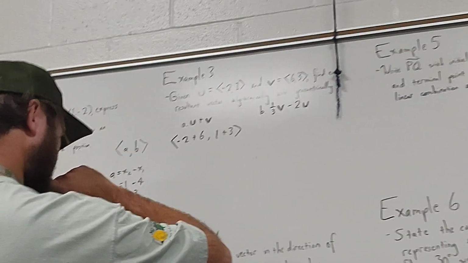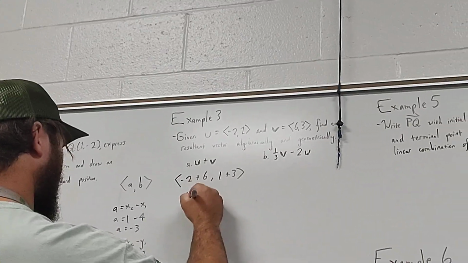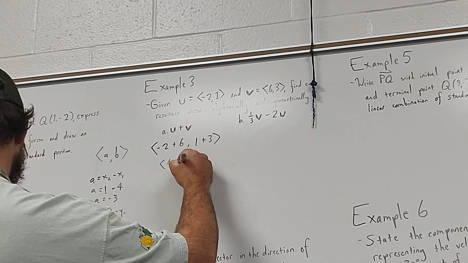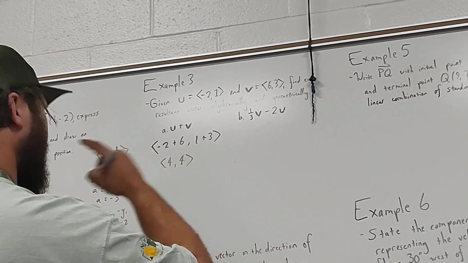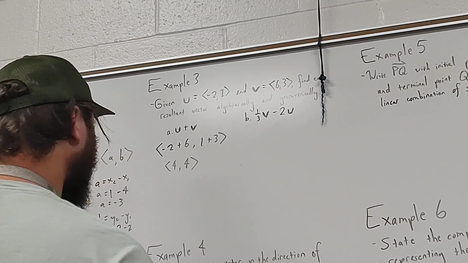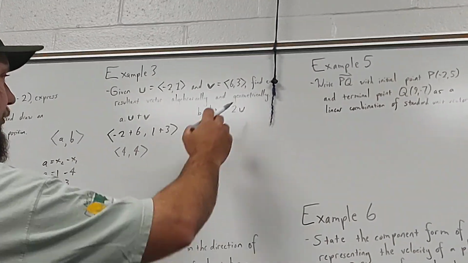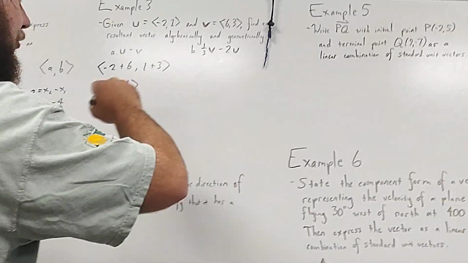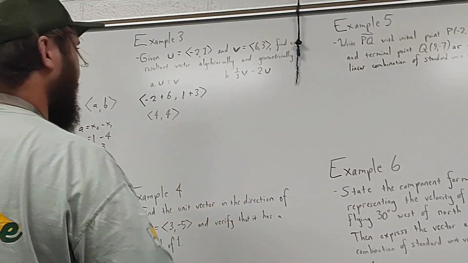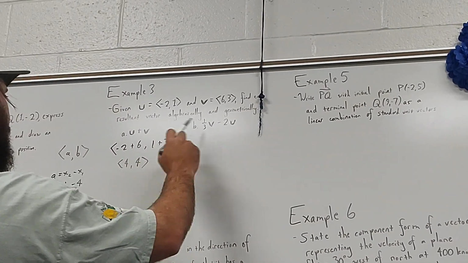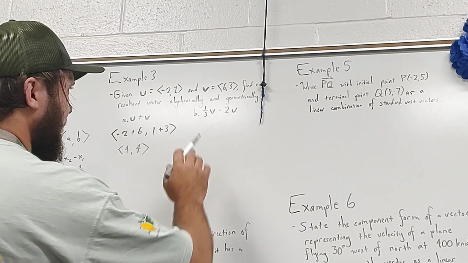So -2 and 6 equal 4, 1 and 3 also equal 4. So that is our new vector. So that's that done algebraically. And before we do it geometrically, I'll go over here and do this one first. So this is a vector sum, this is a scalar product.